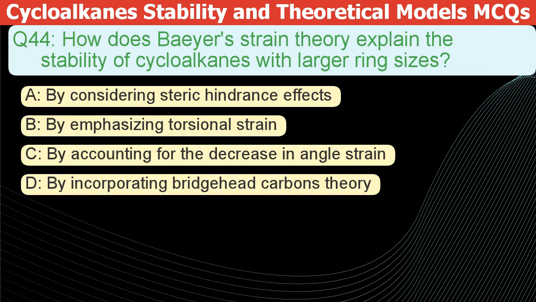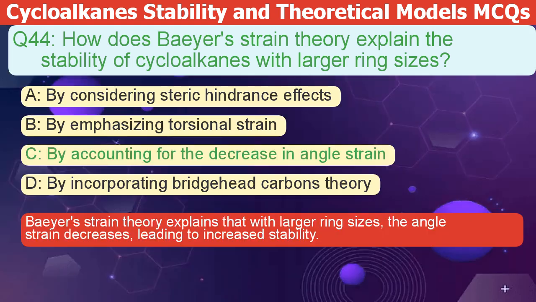How does Bayer's strain theory explain the stability of cycloalkanes with larger ring sizes? A. By considering steric hindrance effects. B. By emphasizing torsional strain. C. By accounting for the decrease in angle strain. D. By incorporating bridgehead carbons theory. The correct answer is C. Bayer's strain theory explains that with larger ring sizes, the angle strain decreases, leading to increased stability.